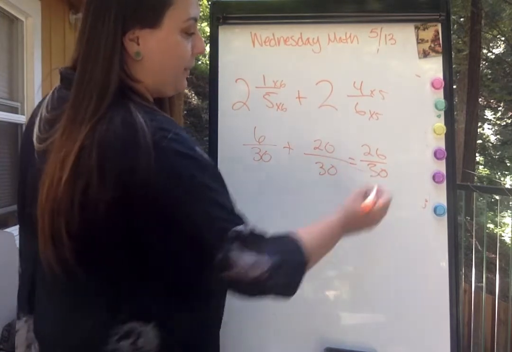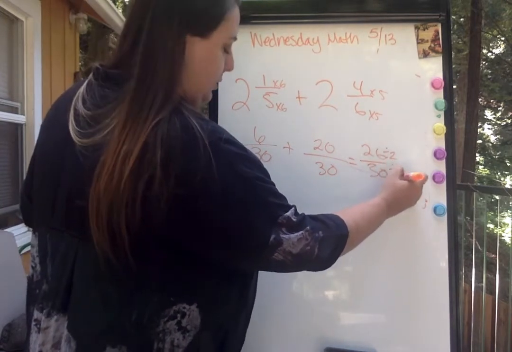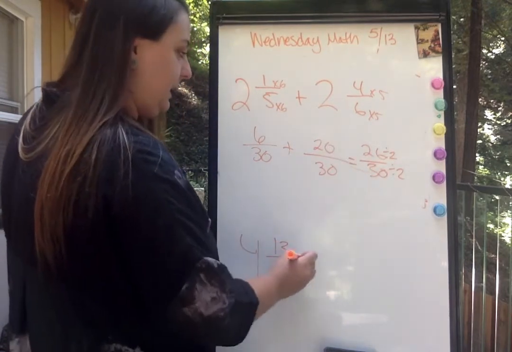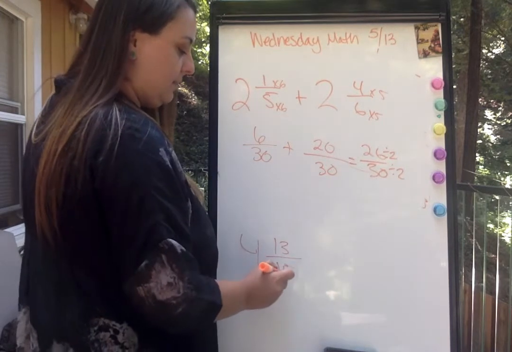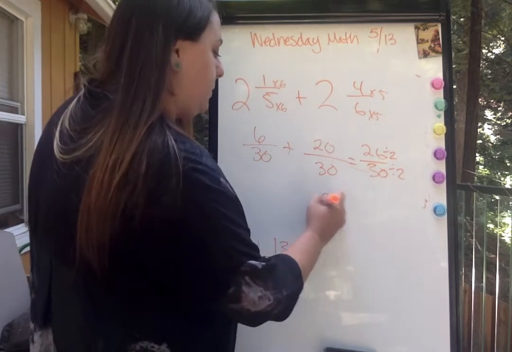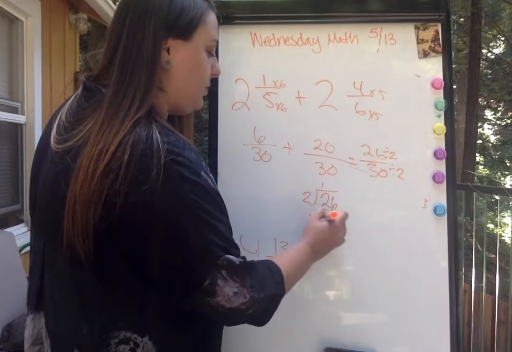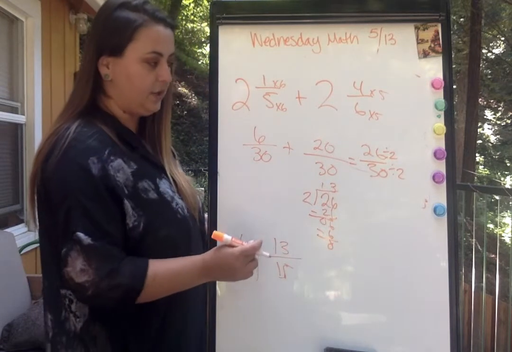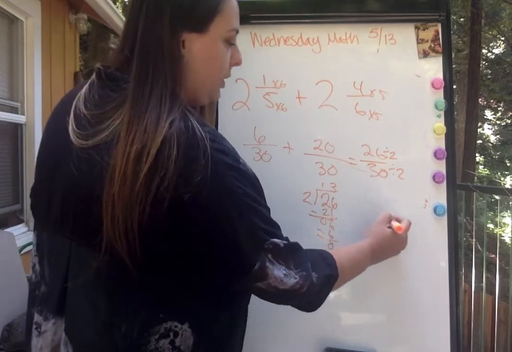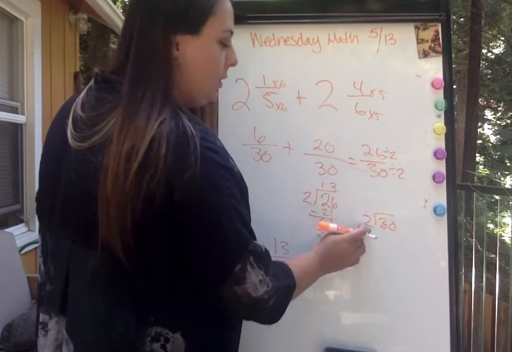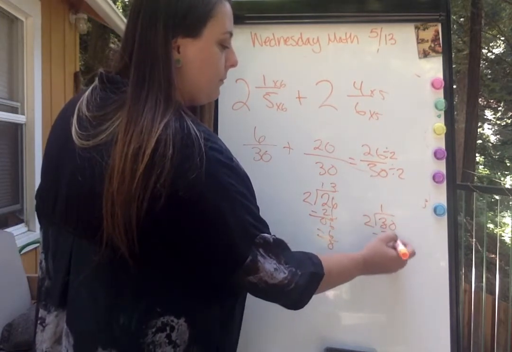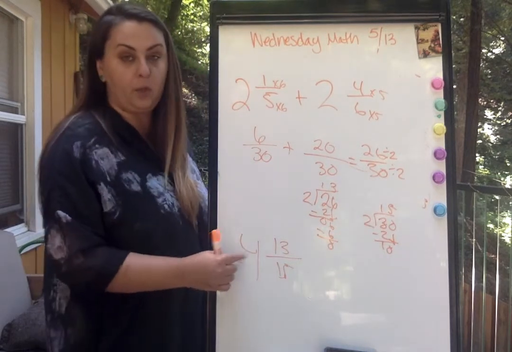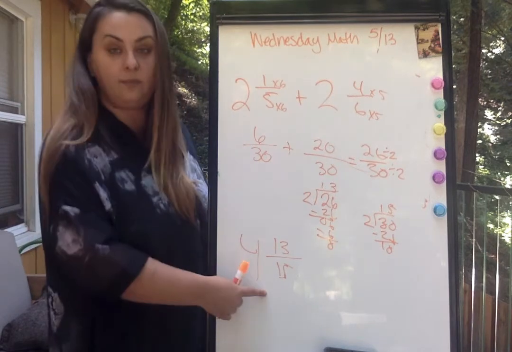Now, when I'm looking at this, they're even numbers. So if I divide each by 2, I'm going to have 4 and 13/15ths. And I figured that out by going 26 divided by 2. Okay, there's my 13. And then 30 divided by 2. 2 goes into 3 one time. 2 goes into 10 5 times. So total 4 and 13/15ths.